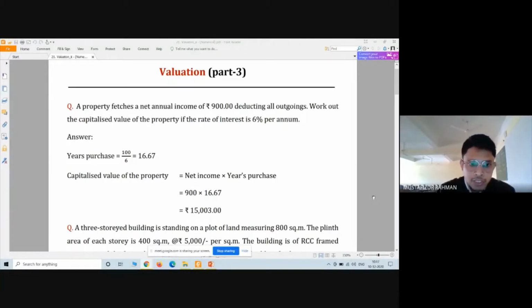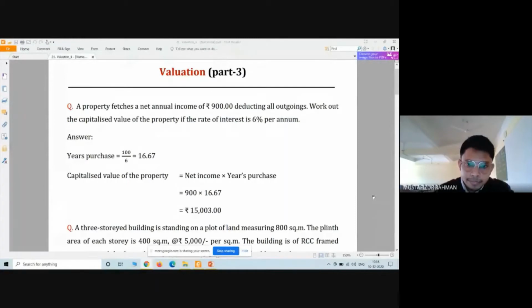What is the meaning of years purchase? It is the money that we have to deposit in a certain bank or financial institution at that rate, which is giving us interest at this rate, 6%, 5%, whatever it is. At that rate, if we have to generate an income of rupees 1, are you getting the point? So if I have to get rupees 1 as an interest, how much money I shall have to deposit in the bank or the financial institution, whatever it is. So that is years purchase.